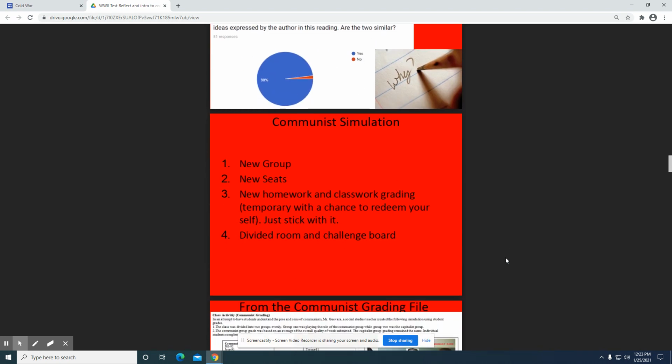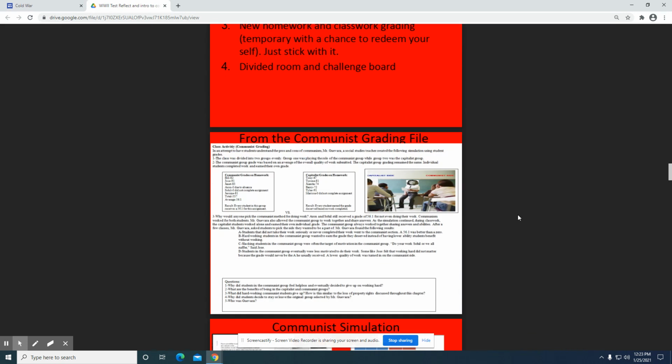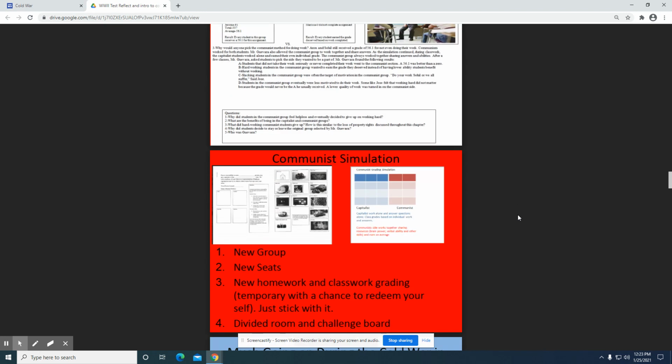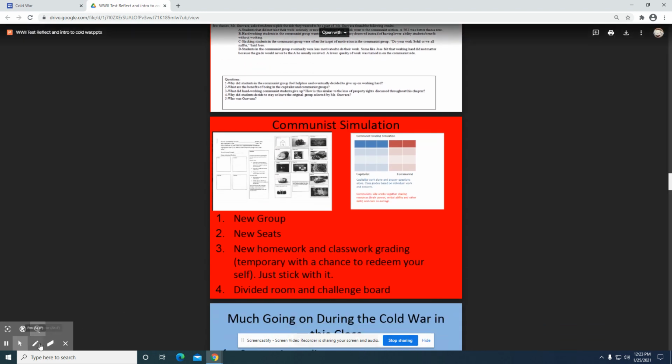So for now, we're going to be looking at some of the specific assignments. Because for the Cold War section, there are a couple of projects and presentations that you are going to be responsible for. So for the first item, the communist simulation, we are going to have new seats and new groups that are going to be determined, and the room is going to be divided, and there's going to be a dividing line. And we are going to have a communist grading. Please do not get upset about the grades here because this is all going to be temporary and you will have a chance to redeem yourself.